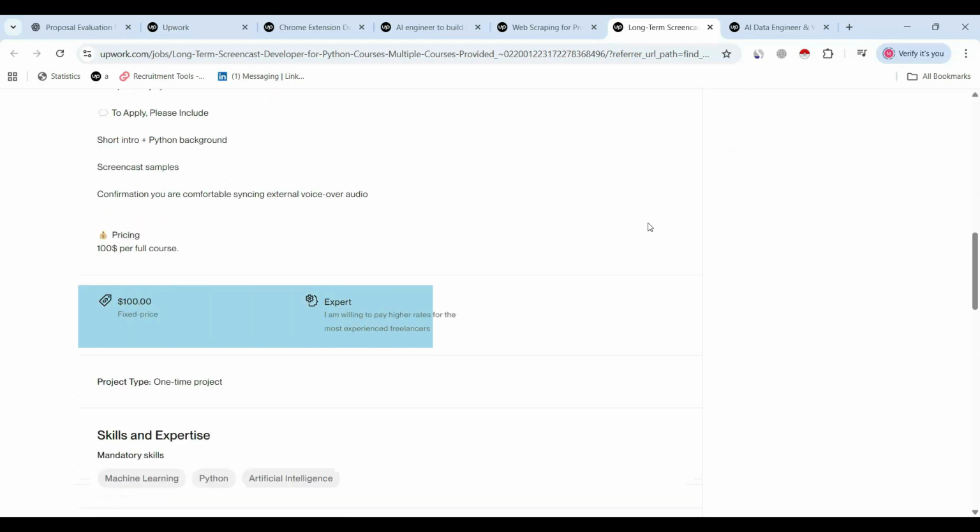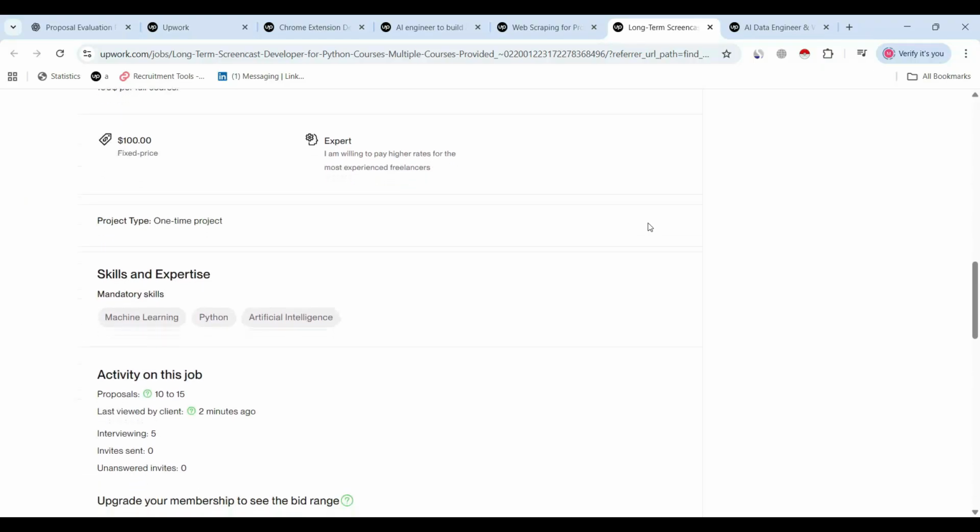This is a fixed price project of $100 and the client is looking for an expert level freelancer. So far around 10 to 15 proposals have been submitted and the client is actively reviewing them. He reviewed the last proposal around 2 minutes ago. The client has interviewed 5 freelancers and has not sent any invites, which is a good sign.